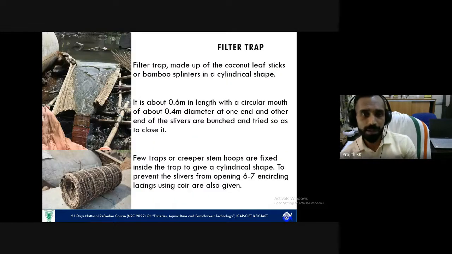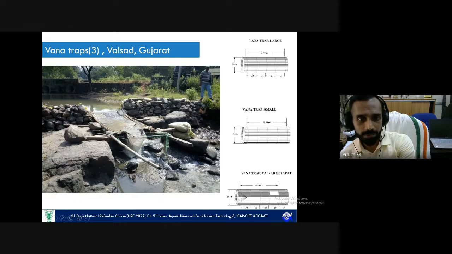And the filter trap, just like our fencing kind of trap, allows the movement of water through a filter, a sieve-like structure. So whatever fishes or aquatic animals come with this water current get harvested inside the trap. This is a structure again from Gujarat. You can see instead of bamboo, here they are simply using mosquito net, and whatever fishes come with the water flow get harvested. These are different types of large and medium harvesting structures.